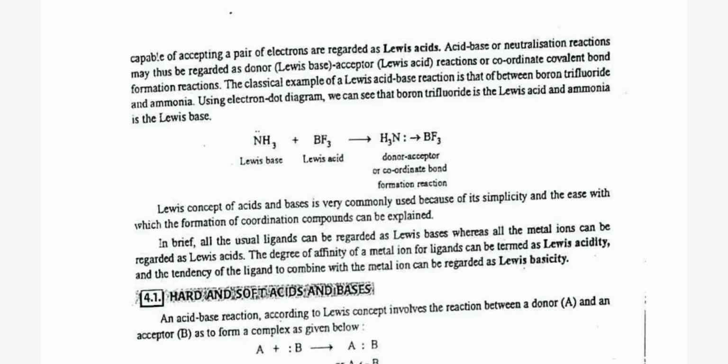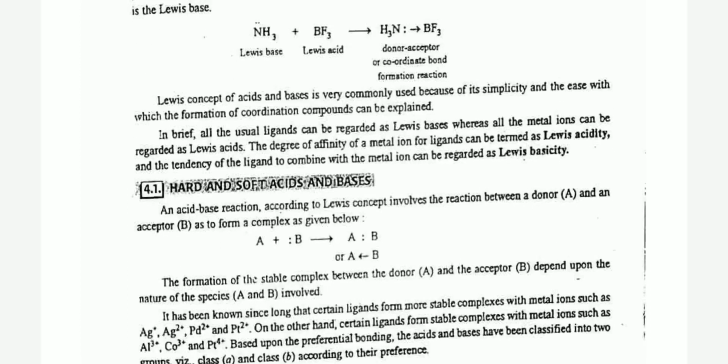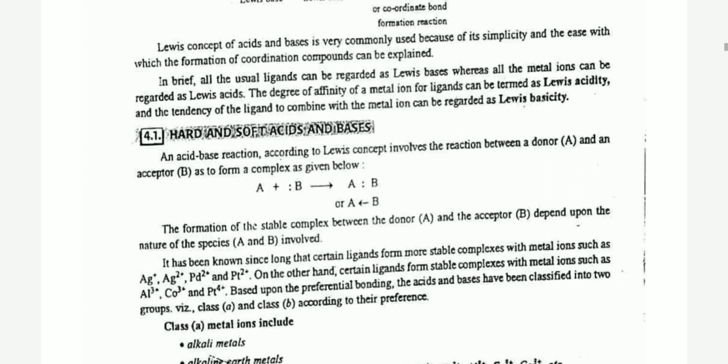The classical example of a Lewis acid-base reaction is that between boron trifluoride and ammonia. Using electron dot diagram, we can see that boron trifluoride is the Lewis acid and ammonia is the Lewis base. NH3 plus BF3 react to give NH3BF3. NH3 is the Lewis base, BF3 is the Lewis acid, and it gives a donor-acceptor or coordinate bond formation reaction.